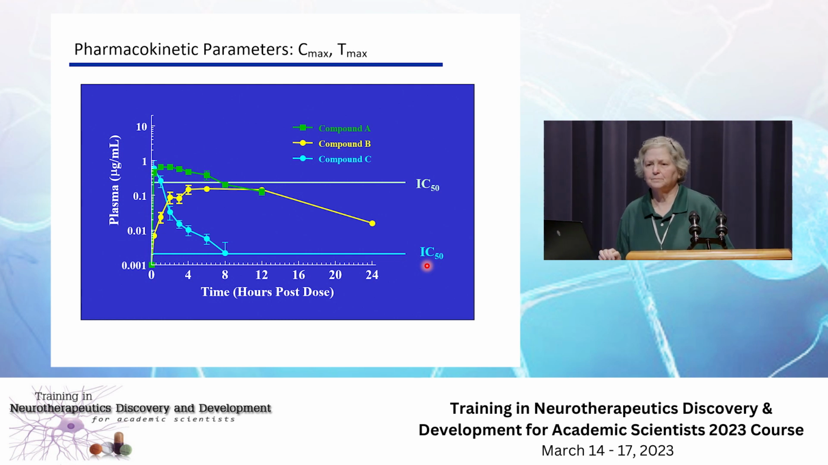Yeah? I have a quick question. When you just glance at this and you say compound C clearly has much greater potency, where do you see that? Or how do you know? So the IC50 here for compound C is this line. Okay, okay. So I'm drawing the IC50 as a target for where we want the concentrations to be. Gotcha. Okay? Thank you.